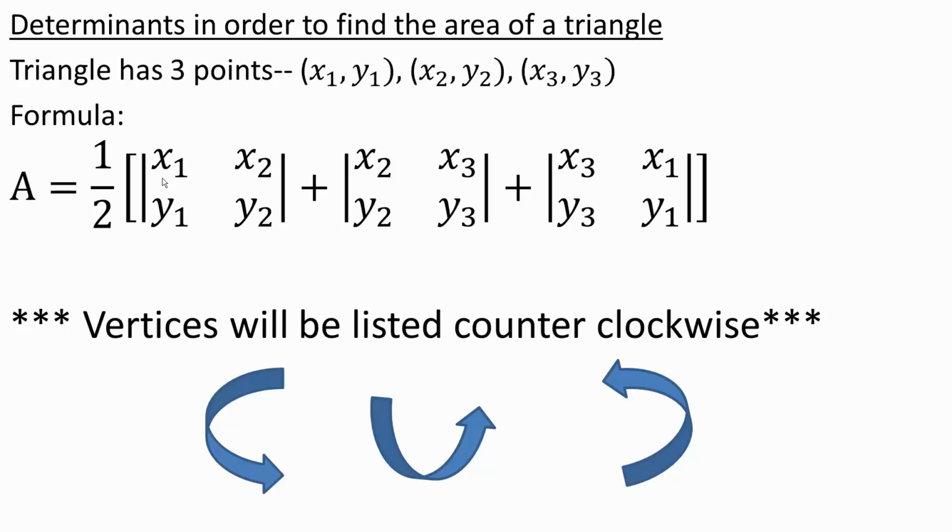In this video, we will use determinants in order to find the area of a triangle. So a triangle has 3 points. You could have x1, y1, x2, y2, x3, y3. And the formula is as follows. Now it's important that the vertices will be listed counterclockwise, and I'll show you what I mean.